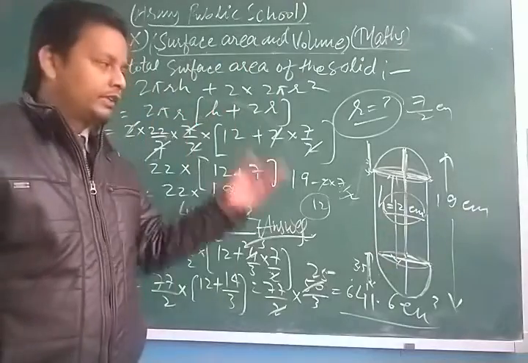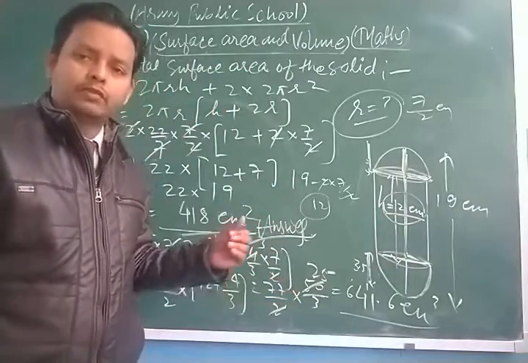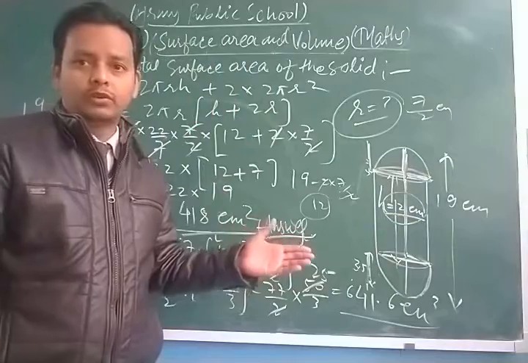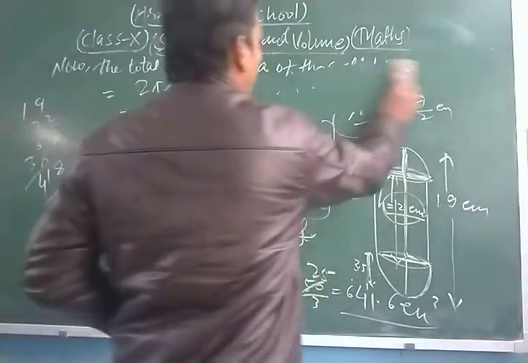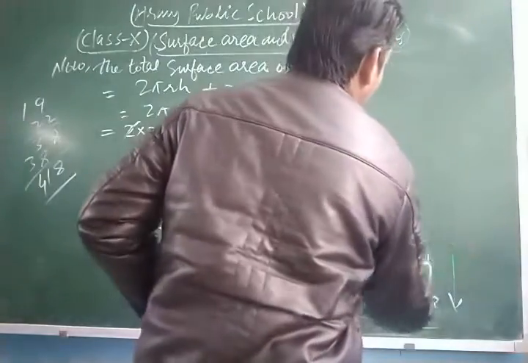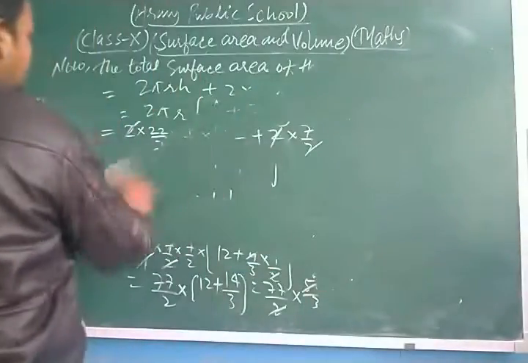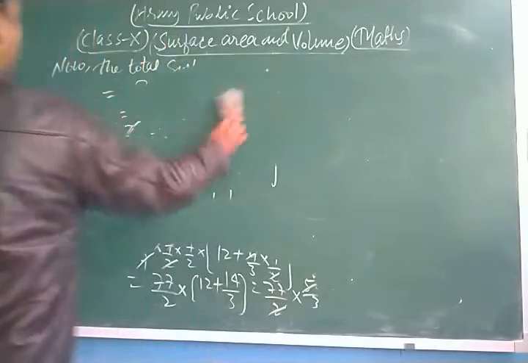So we also find the height of the cylindrical portion. After that we find all the values, so we apply the formula for volume as well as the formula for surface area. In this way you can solve all the questions of your NCERT exercise based on combination of solids.